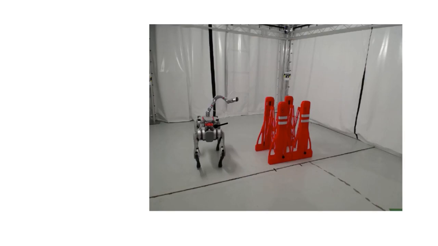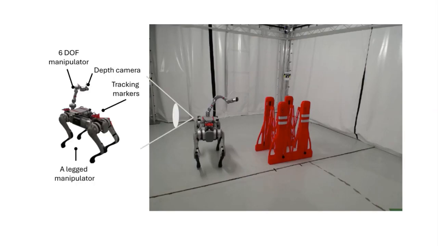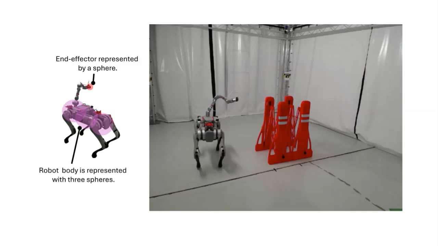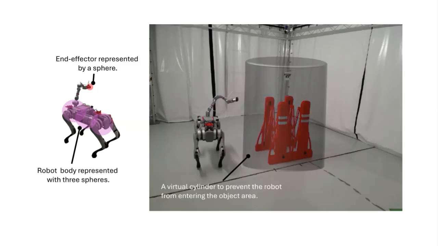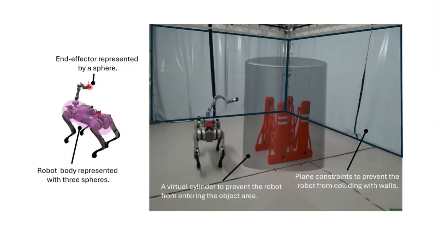We conducted a second experiment using only our focus method to demonstrate the generalizability of the proposed approach. In this experiment, we use a legged manipulator. Robot body and end effector are represented by spheres. We define a virtual cylinder to prevent the robot from entering the object area. Finally, we use 4 plane constraints to prevent the robot from hitting the workspace walls.